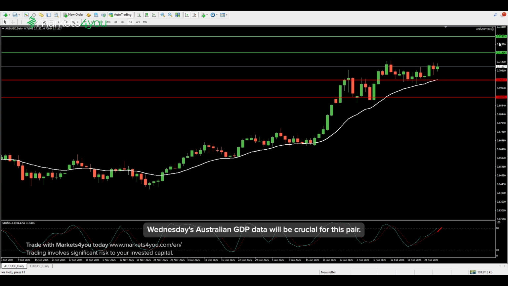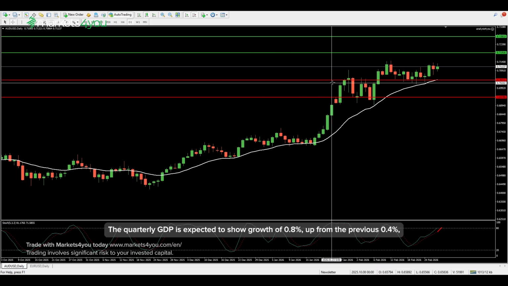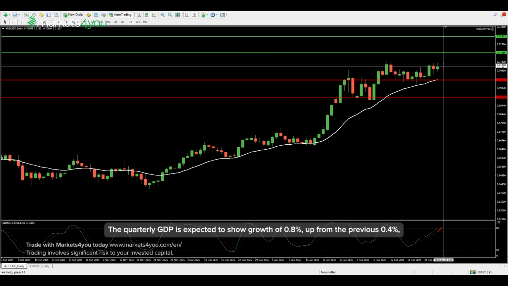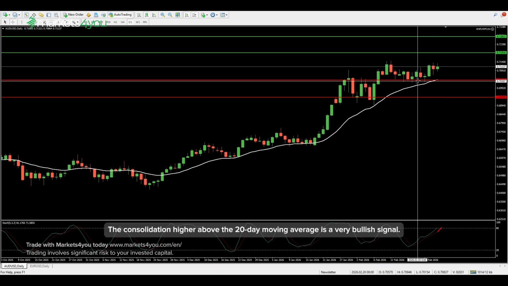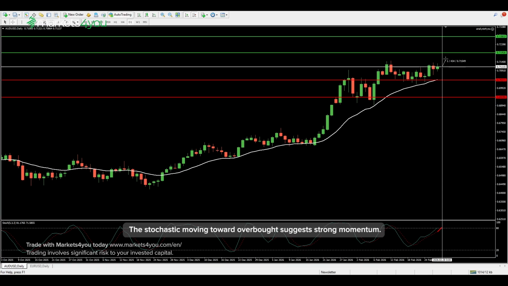Wednesday's Australian GDP data will be crucial for this pair. The quarterly GDP is expected to show growth of 0.8%, up from the previous 0.4%, while the yearly rate is forecast at 2.5%, up from 2.1%. The consolidation higher above the 20-day moving average is a very bullish signal. The stochastic moving toward overbought suggests strong momentum.